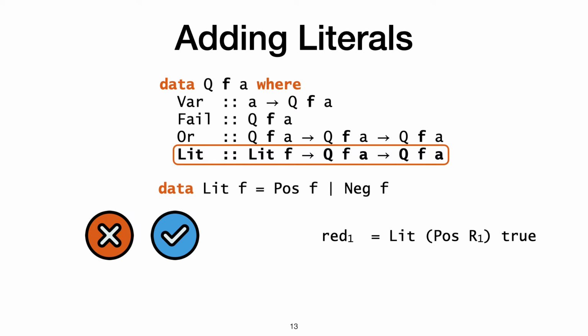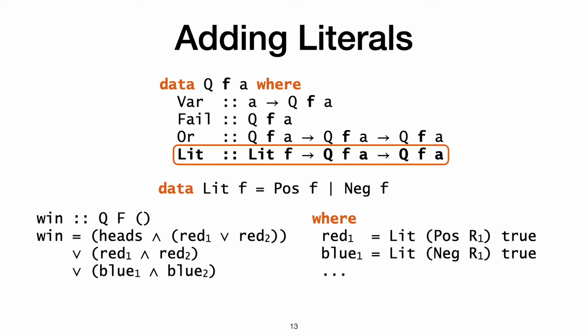Literals themselves consist of a fact lit f that indicates its positive or negative occurrence, and of another query. And as binding, monadic binding aligned with conjunction, literals contain an extra query so that, for example, red1 means the conjunction of the positive occurrence of R1, so drawing a red ball from the first stack, and the query true. So trivially, we fill in true for this extra query. For example, we can now write the query for winning our gambling game as follows by means of the query, the facts, and the worlds.